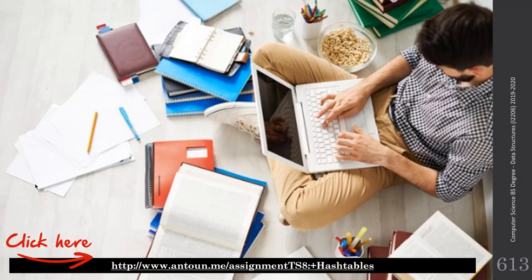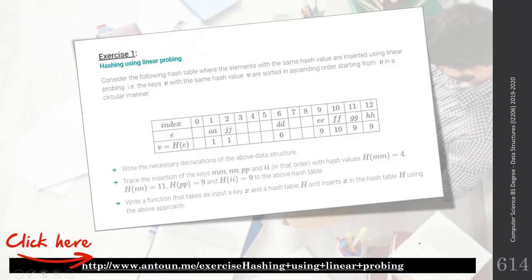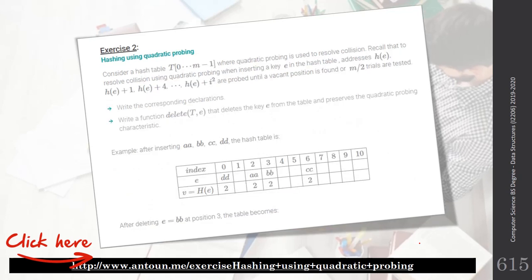So this is it for the hash table course. For the exercises, you can check the link below, and I will skim over the list of exercises. First we have hashing using linear probing, the regular example. We have a hash table and an index, and we need to insert elements into the hash table, which is very easy since we are using linear probing. The second exercise is using quadratic probing. Again, we need to do the quadratic probing on a regular hash table.